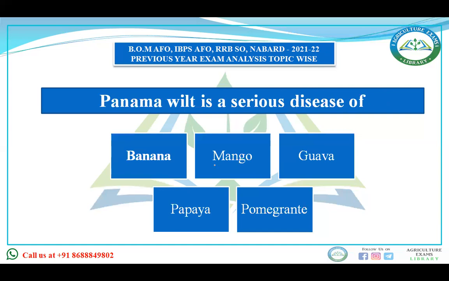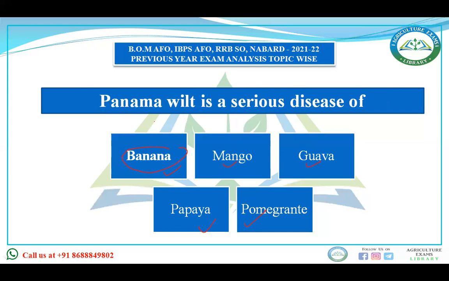Panama wilt is a serious disease of banana, mango, guava, papaya, pomegranate. Of course, you all know that the answer to this question is banana. This Panama wilt is caused by Fusarium oxysporum. The symptoms of this disease are yellowing of lower or older leaves. The fungus blocks the water conductive tissue within the banana plant stem.